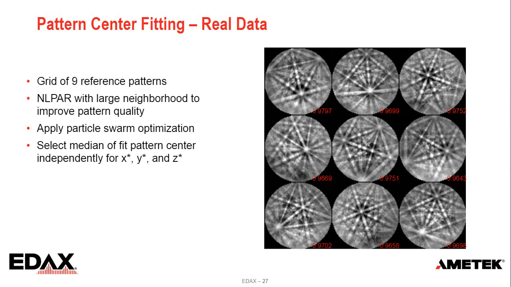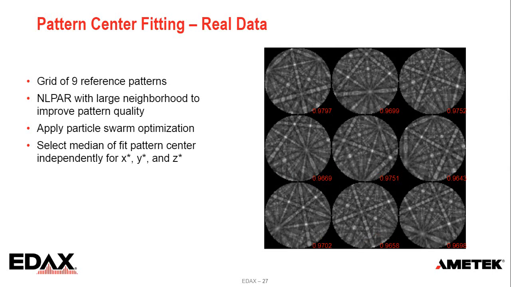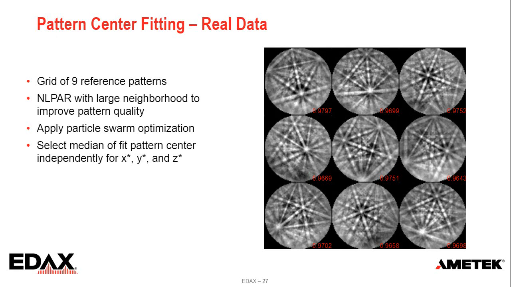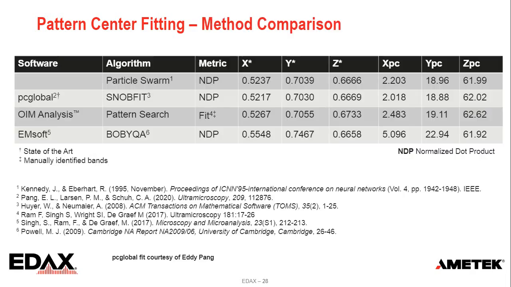And you can see this is flipping back and forth between the NLPAR and the simulated pattern. So you can see how good of a job this does in matching. If you've tried doing pattern center fit with Bobicule, then you may sometimes see that you get sort of a distortion where the pattern center is slightly off, but the orientation corrects for it. And these are a very good match. The red values here are the normalized dot products.